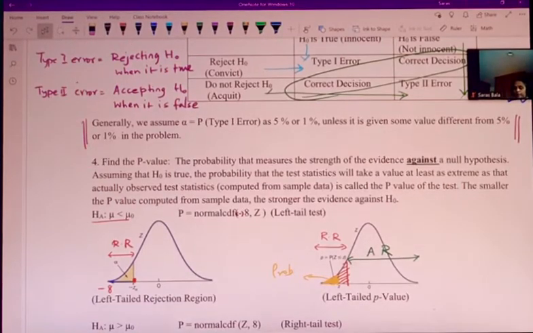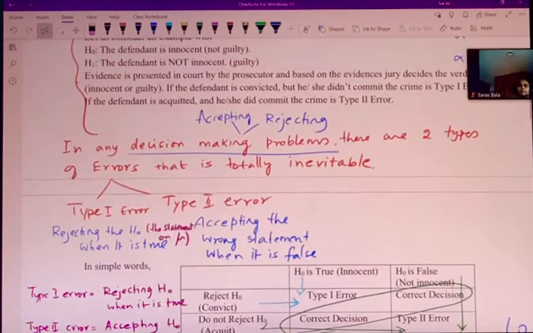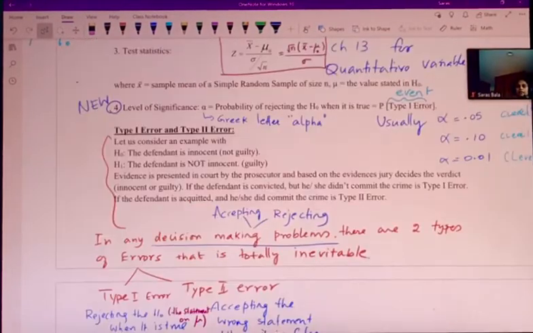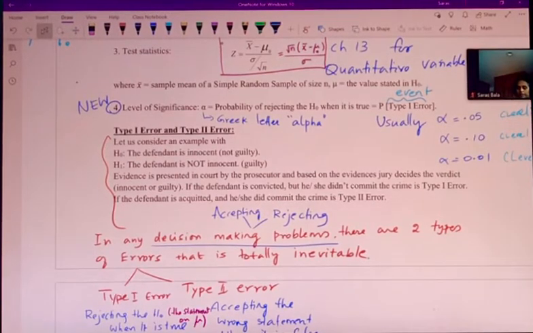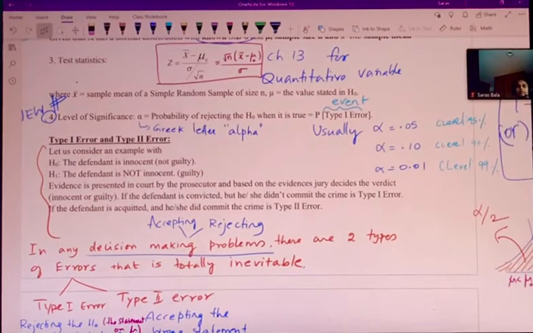But before that, we are taking a tiny detour to introduce a new number called alpha. The new number is the level of significance, the Greek letter alpha, and that signifies the probability of a type 1 error. So another concept is coming in, the type 1 error.